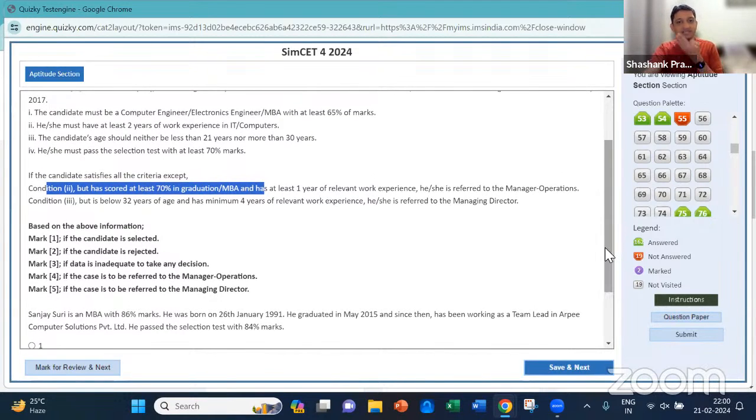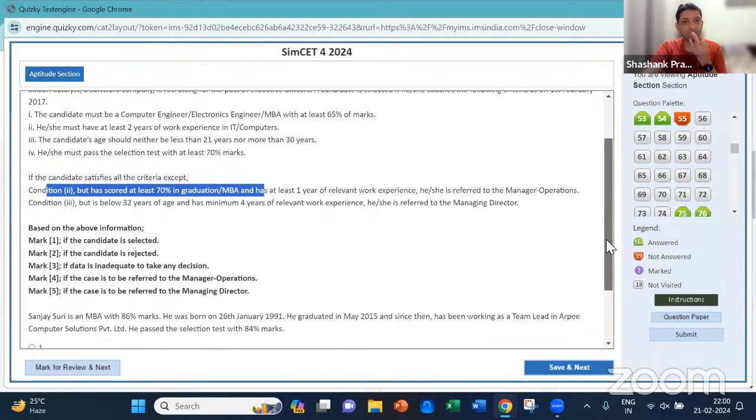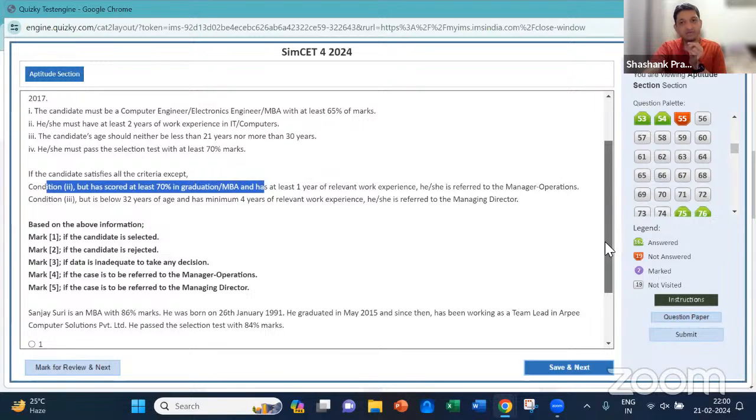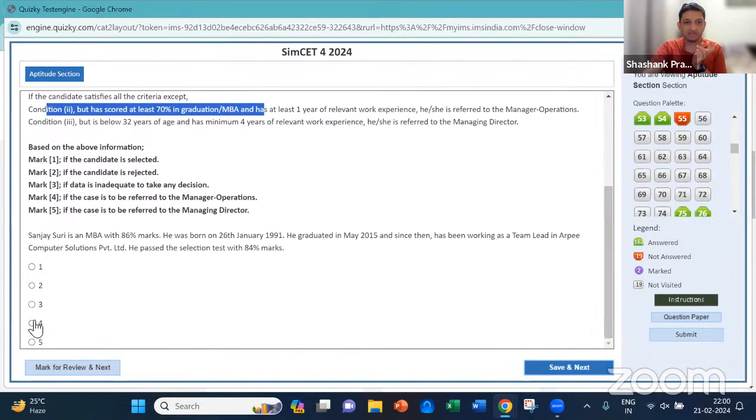Very good. So one is done. Born on 26 January 1991. ये चल रहा है 2017. So 26 years of age is also fine. Option criterion 3 is fine. मई 15 में निकल गया था और has been मई 15, so 2 years of work experience नहीं है इसका as a team lead in RP computer, ये ठीक है 84% marks, so 2 is not there, 70% graduation में है, 1 year of relevant work experience भी है, so manager operations के पास जाएगा. So this is what I was talking about, right?